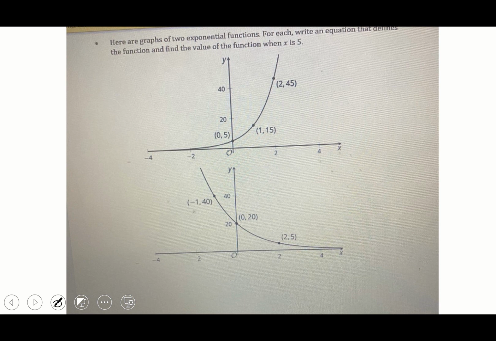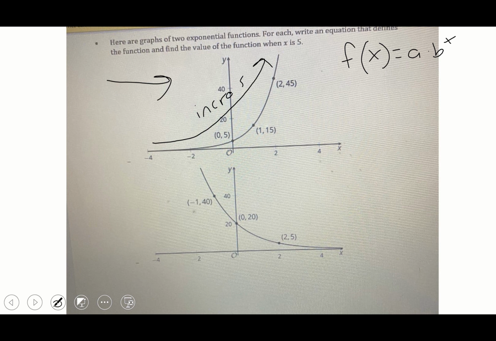Let's look at these two right here as an example. Okay, hopefully you're not too bored right now, but I promise it'll work out. I'm going to write down my equation. F of x is equal to a times b to the x. Now the first one, we obviously see an increase.